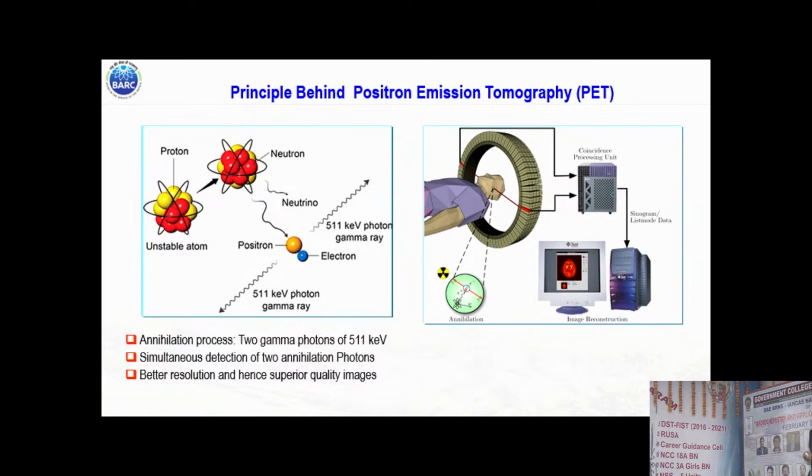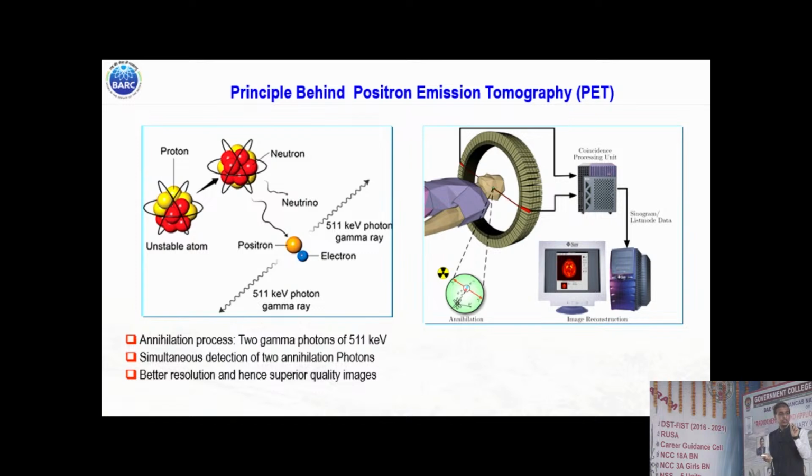Now, this is about SPECT, single photon emission computed tomography. Now, I am coming to the other technique, which is called PET, positron emission tomography. Maybe many of you have heard that cancer patients undergo a PET scan, or maybe for Alzheimer's patients. So, what is a PET scan?